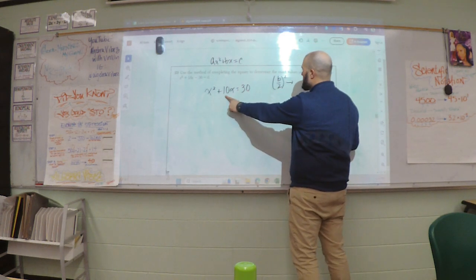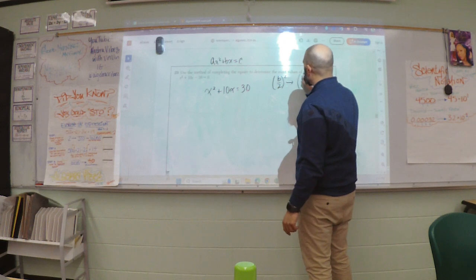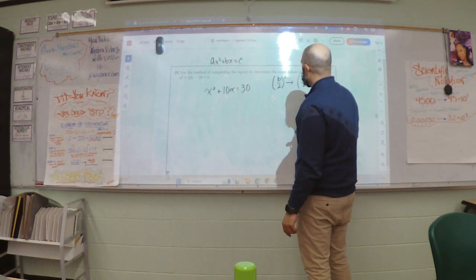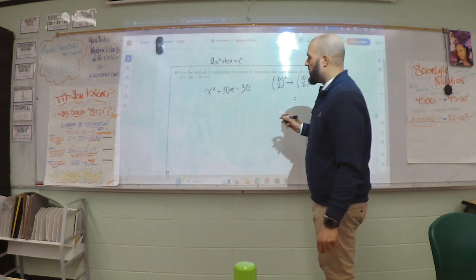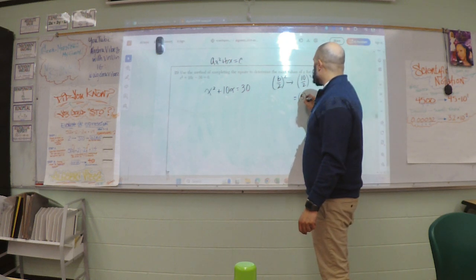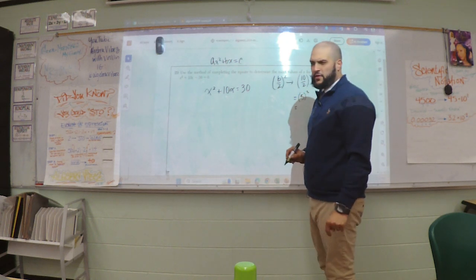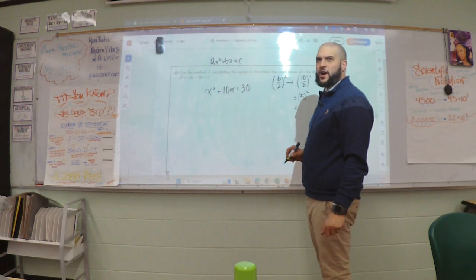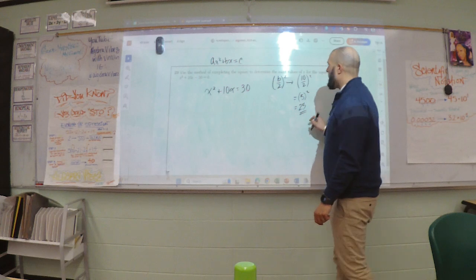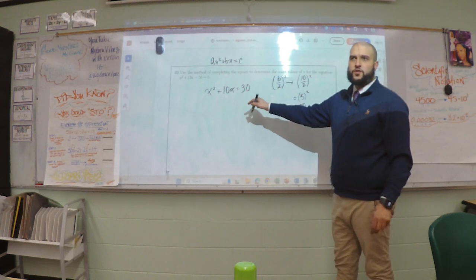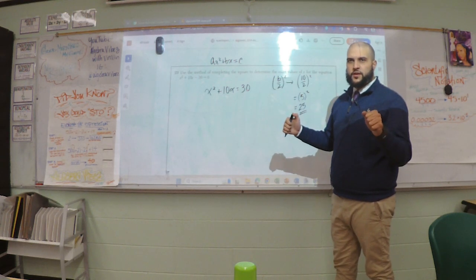We have our 10, so I'm going to do 10 in parentheses, 10 over 2 squared. And you're going to tell me what's 10 divided by 2? Right? And then when we square 5, what do we get? 25, right? This is the value that we're going to add to both sides of this in order for us to complete the square. Alright?